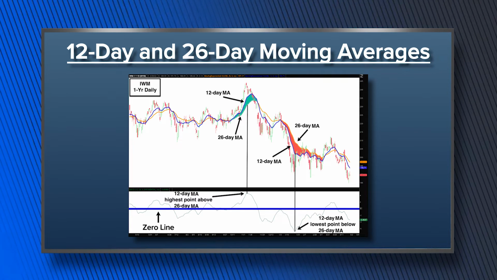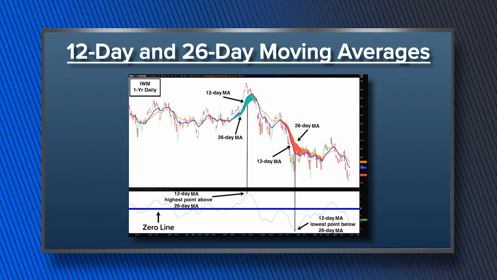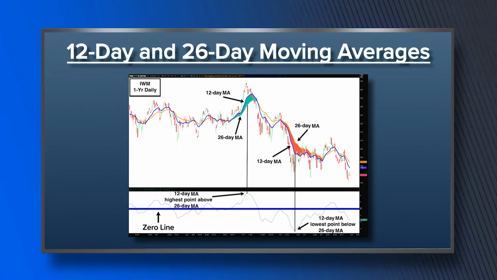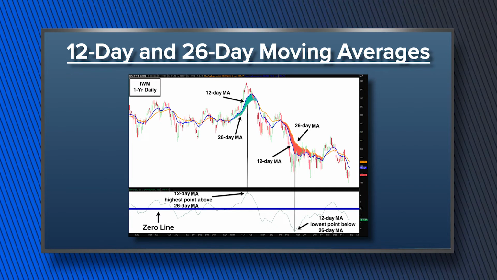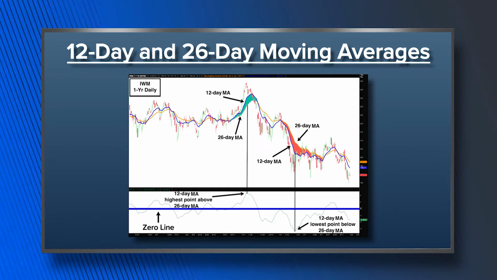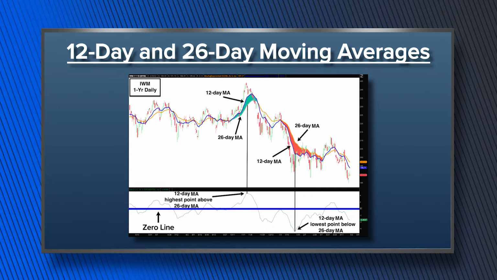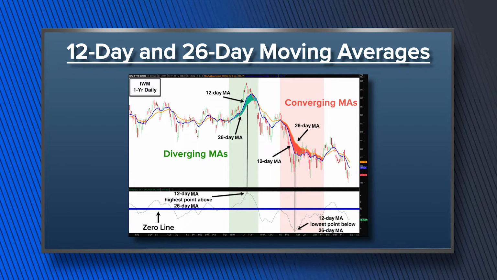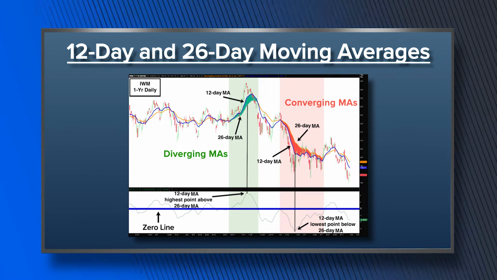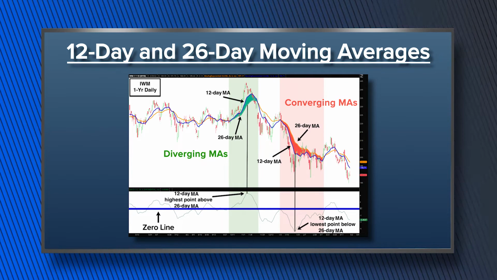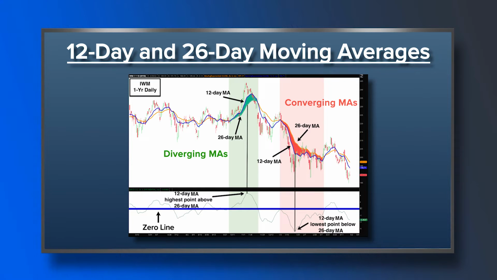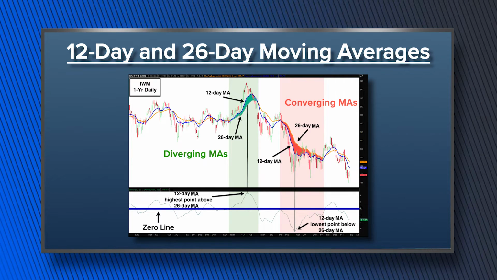Overlaying IWM's price chart, we're going to put two moving averages. We're going to put the 12-day moving average and the 26-day moving average. And below that, we have the MACD, which uses those same two moving averages. And you'll notice that when those moving averages converge, they get closer to each other, the MACD moves closer and closer to that zero line. And when those two moving averages diverge, move away from each other, the MACD is moving further and further away from the zero line, either in an upwards direction or a downwards direction.